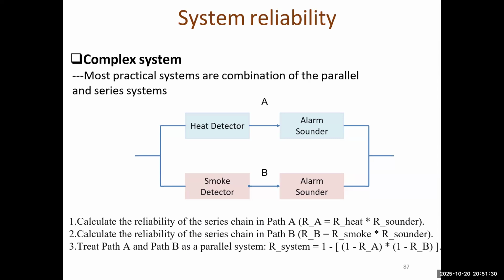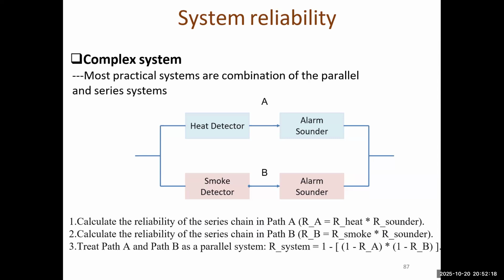We can easily first calculate the reliability of the series chain in path A, right? So for path A, RA will be R heat detector multiplied by R sounder. And then we calculate the reliability of the series chain in path B. RB will be equal to R smoke detector multiplied by R sounder. So we can treat path A and path B as a parallel system. That means our R system is equal to 1 minus what? Minus RA multiplied by RB. Is that correct?